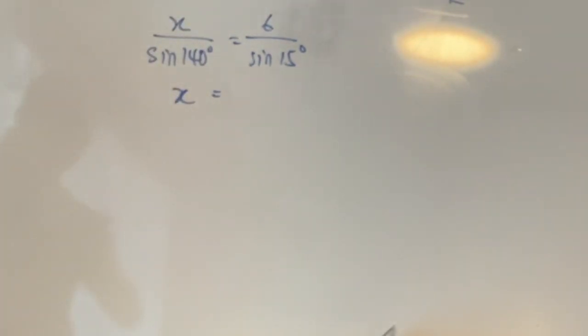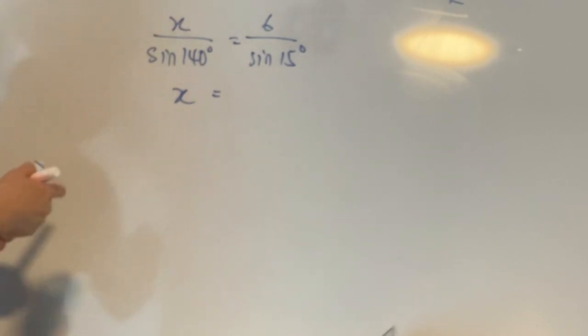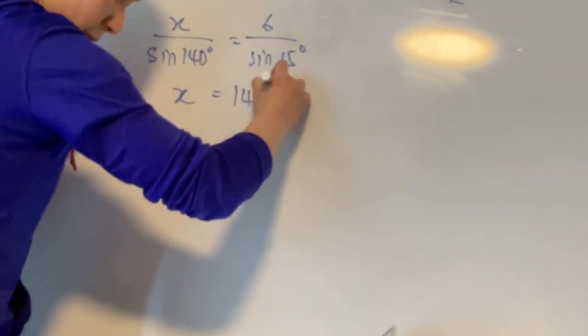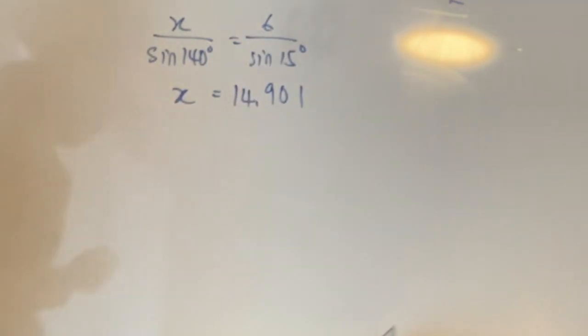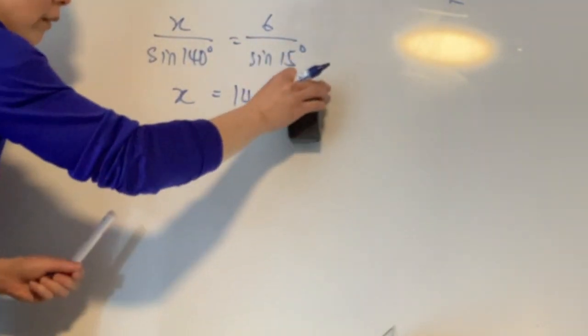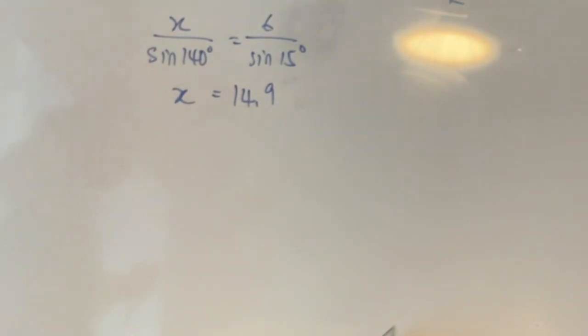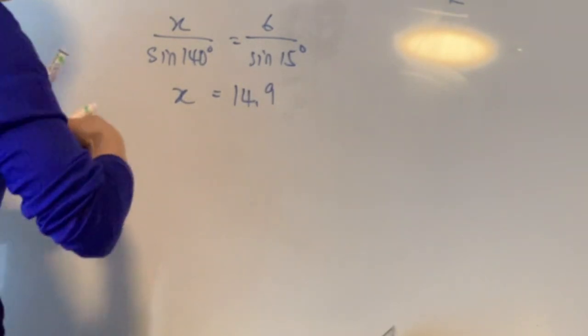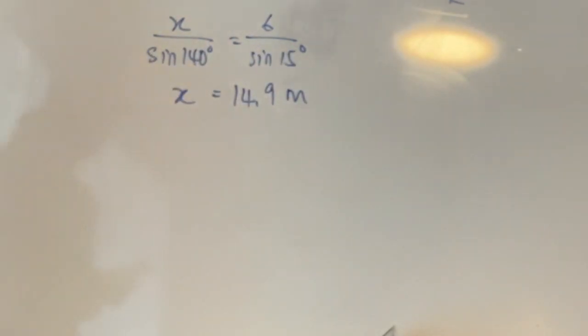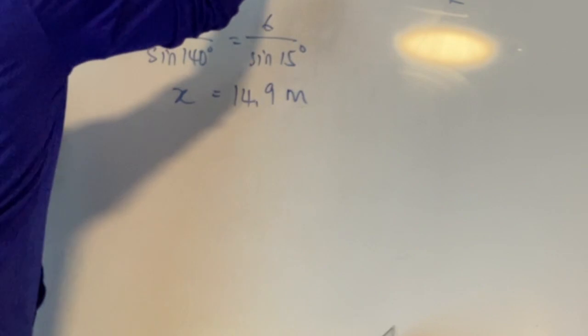So 6 times sine 140 over sine 15 gives 14.90. Three significant figures, 14.90, no more zeros, three significant figures. And the unit is meters. As soon as we know it is a number, we go to the diagram and change it to the number we know, so our brain interprets that it is a number.